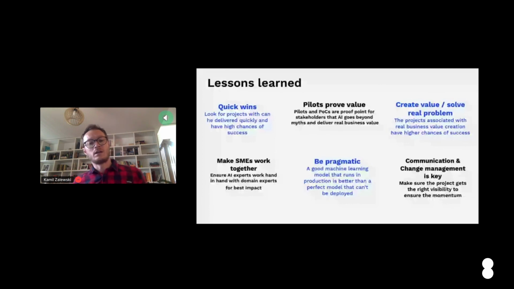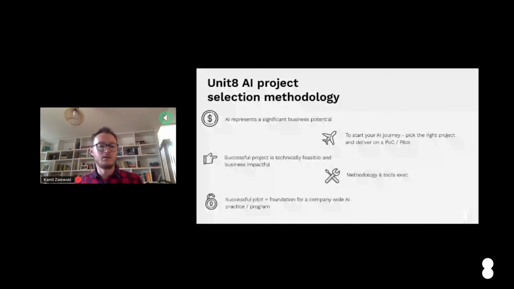So in a nutshell, and to sum up, what I've tried to convey in these 20 minutes is that AI represents a significant business potential. And yet there's still quite a lot of misconceptions around AI, and AI projects have proven to be somewhat difficult to implement.